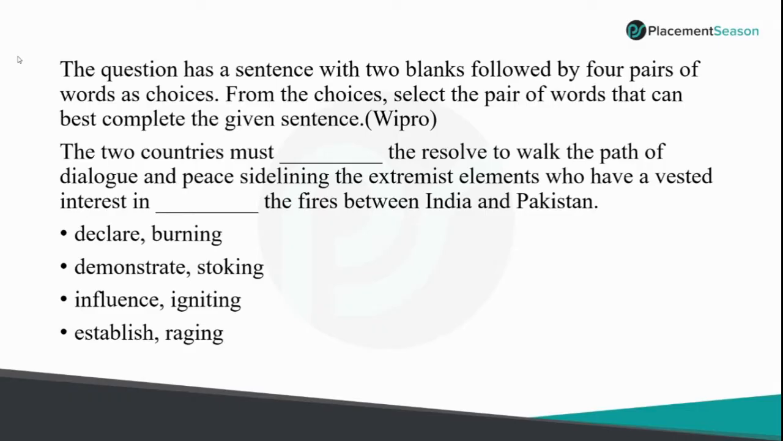So from this, what meaning can you make out? The sentence is talking about two countries, mainly India and Pakistan, coming together in dialogue and peace. Sidelining means pushing away the extremist elements. What impact do these extremists have? They try to set fire between India and Pakistan. What are the options we have here? Declare, burning.